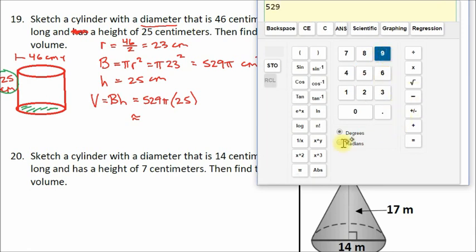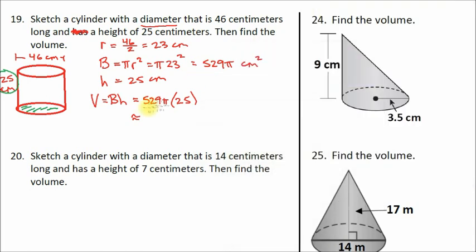529 pi times, and I can put this in parentheses, 25. And press equal. We've got 41547.56, so .6 rounding to 1 decimal, 41547.6, and our unit of measure is centimeters cubed. Let's go ahead and put a box around that. So go ahead and pause the video and do question number 20 on your own, and when I come back I'll give you the answer to that.